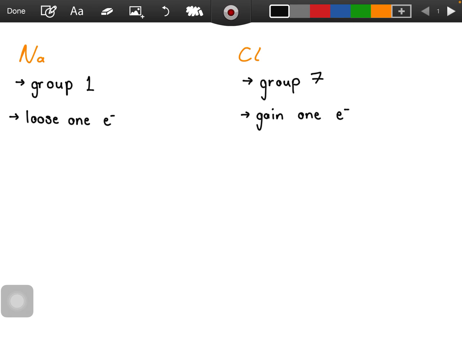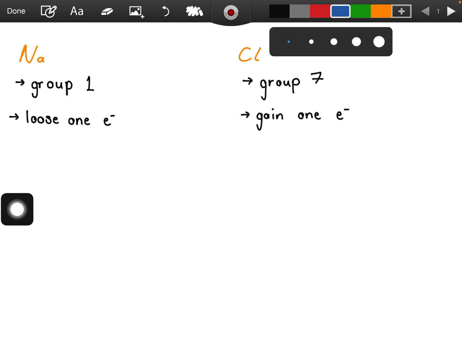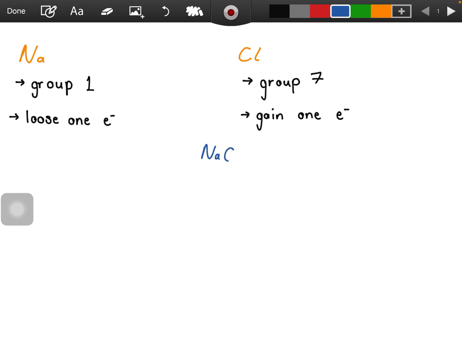Okay, so they are ready to do a straight swap. This wants to lose 1, this wants to gain 1. So they are going to pair up as NaCl. Okay, they are just going to pair up nice and easily as NaCl. So in other words, one of each. One Na with one Cl. So we're going to have sodium chloride, which just has one sodium atom with one chlorine atom.